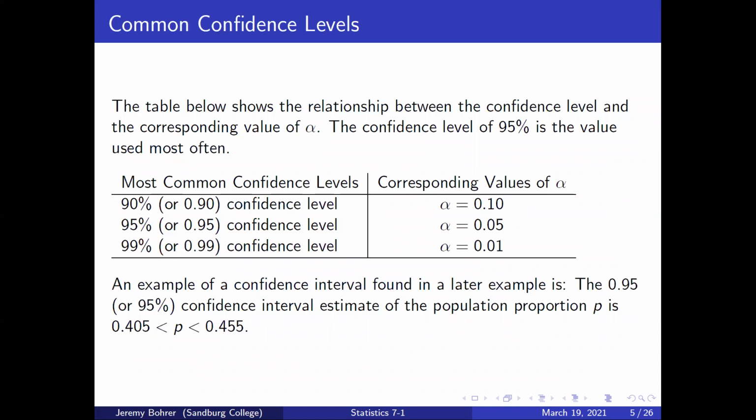The table below shows the relationship between the confidence level and the corresponding value of alpha. The confidence level of 95% is the value used most often. For 90%, we would have a corresponding value of alpha equals 0.10. For 95%, it's 0.05, and for 99%, it's 0.01. An example of a confidence interval found in a later example is the 0.95 or 95% confidence interval estimate of the population proportion p: 0.405 is less than p is less than 0.455.